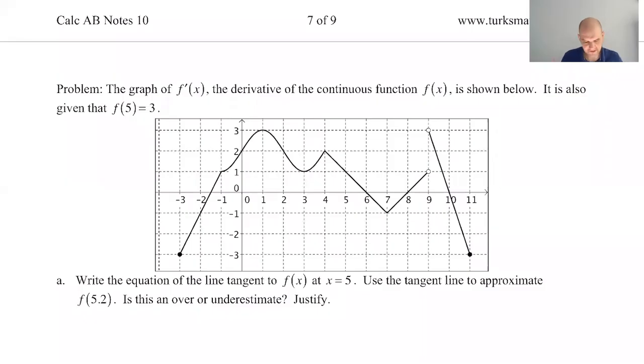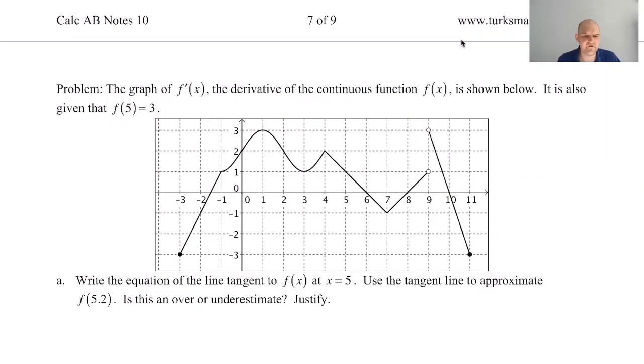All right, we're back. We're on page 8 of notes 10. The graph of f prime, the derivative of continuous function f. It's important that we're told it's continuous, because if you look at the graph of f prime, there's this discontinuity here. If you weren't told that f of x was continuous, there's no way to know if f of 9 exists. But since we're told f is continuous, now we know definitively f of 9 exists, the limit at x equals 9 exists, and the limit equals the value of the function. So we know those things.